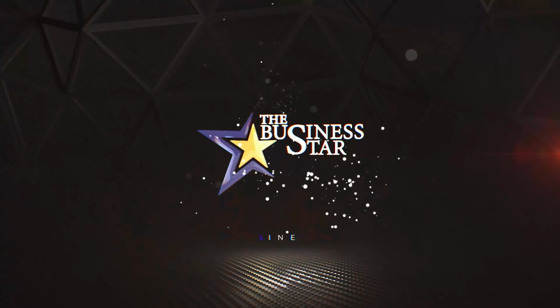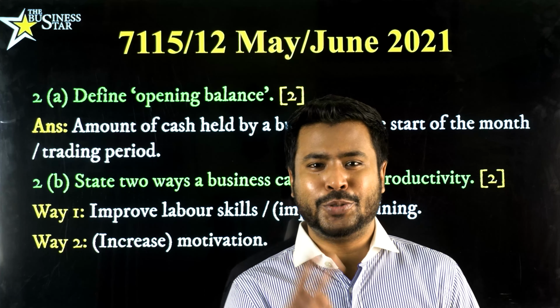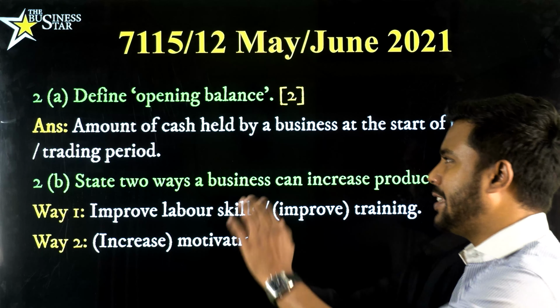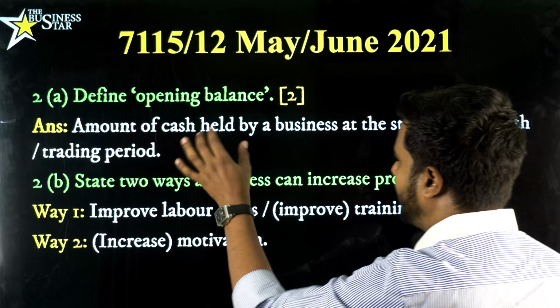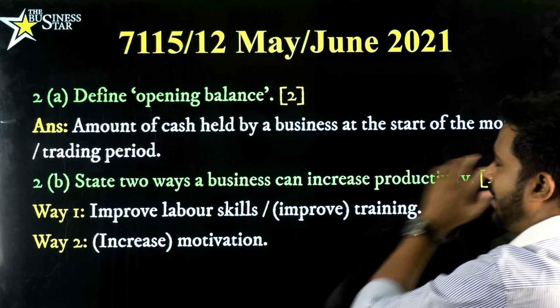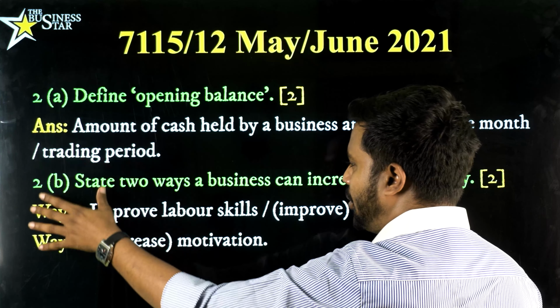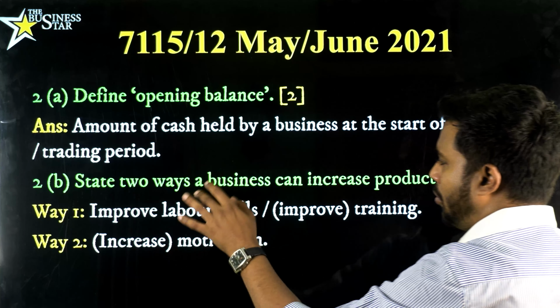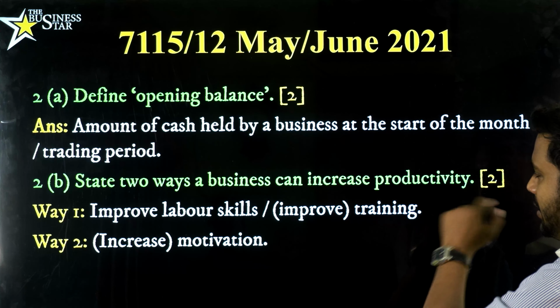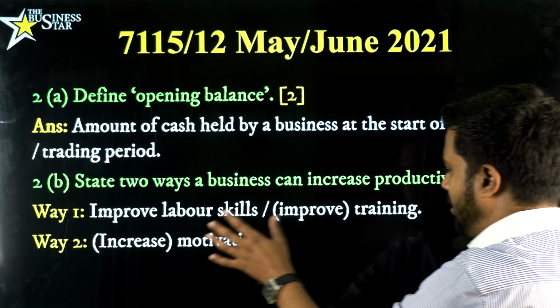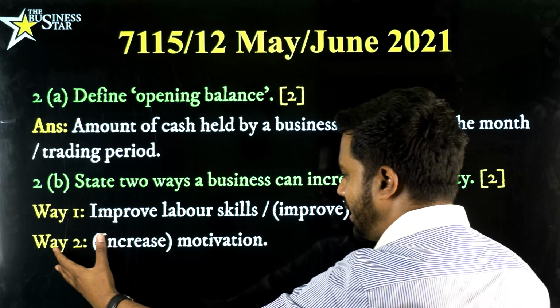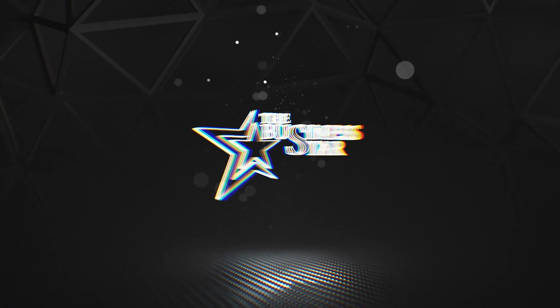So business stars, question number 2A is in front of your screen, which is define opening balance. It's a 2-mark question. The answer is it's the amount of cash held by a business at the start of the month or trading period. In question number 2B, we have state 2 ways a business can increase productivity. This is also a 2-mark question. So the first way is improve labor skills or improve training, and the second way is increasing the motivation.